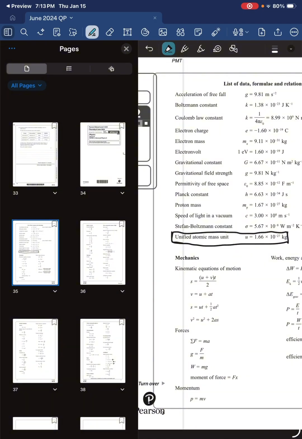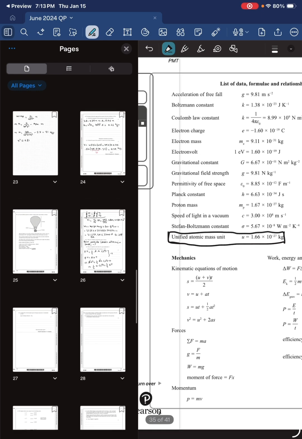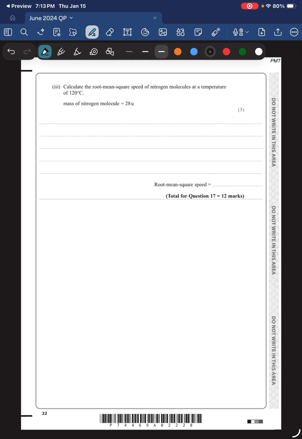Most teachers say that you shouldn't memorize. I say you should for certain things, okay? So let's go back. All right, so let's just use the equation we just derived: 1/2 times m times c squared equals 3/2 kT.